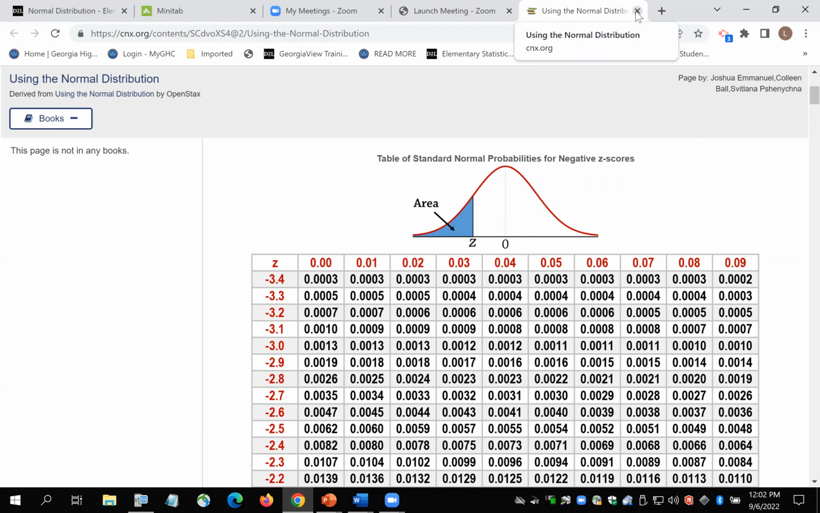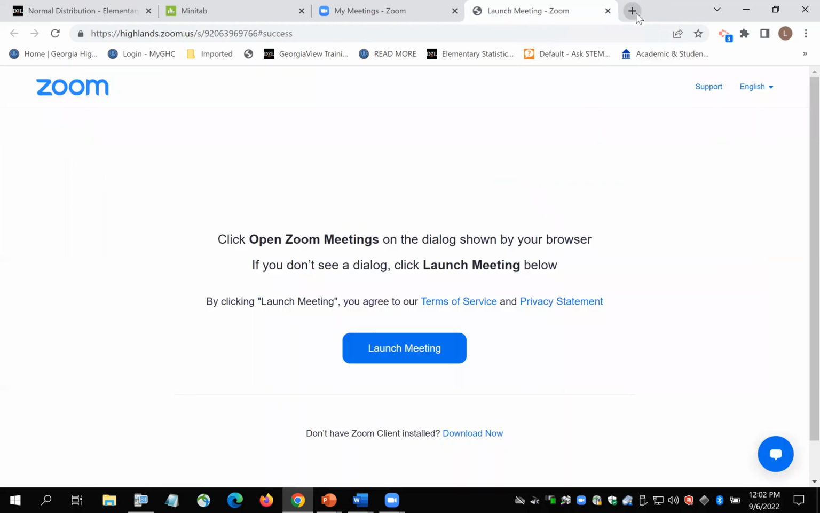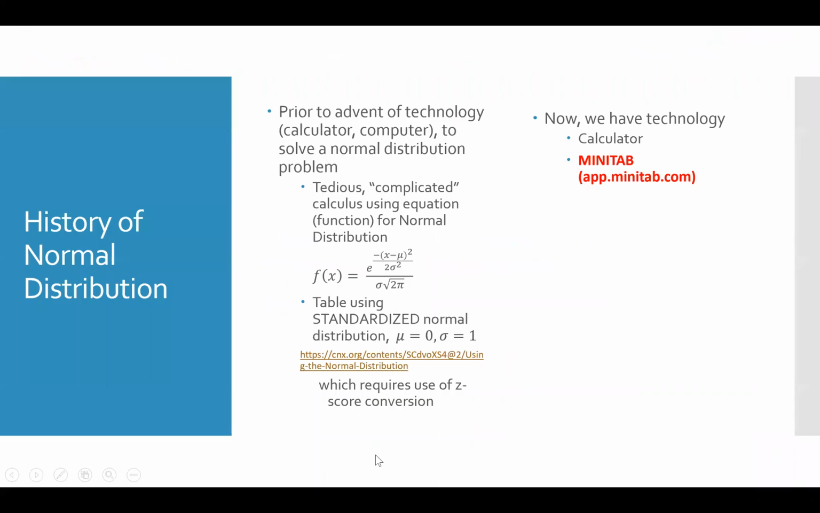Okay, I learned it having to use a table. I didn't have the advantage of using a calculator or Minitab to help me with that. So you guys are really, really blessed in that we do have the technology now that will do it for us, and it makes the calculations so much easier so that we can focus on the interpretation.